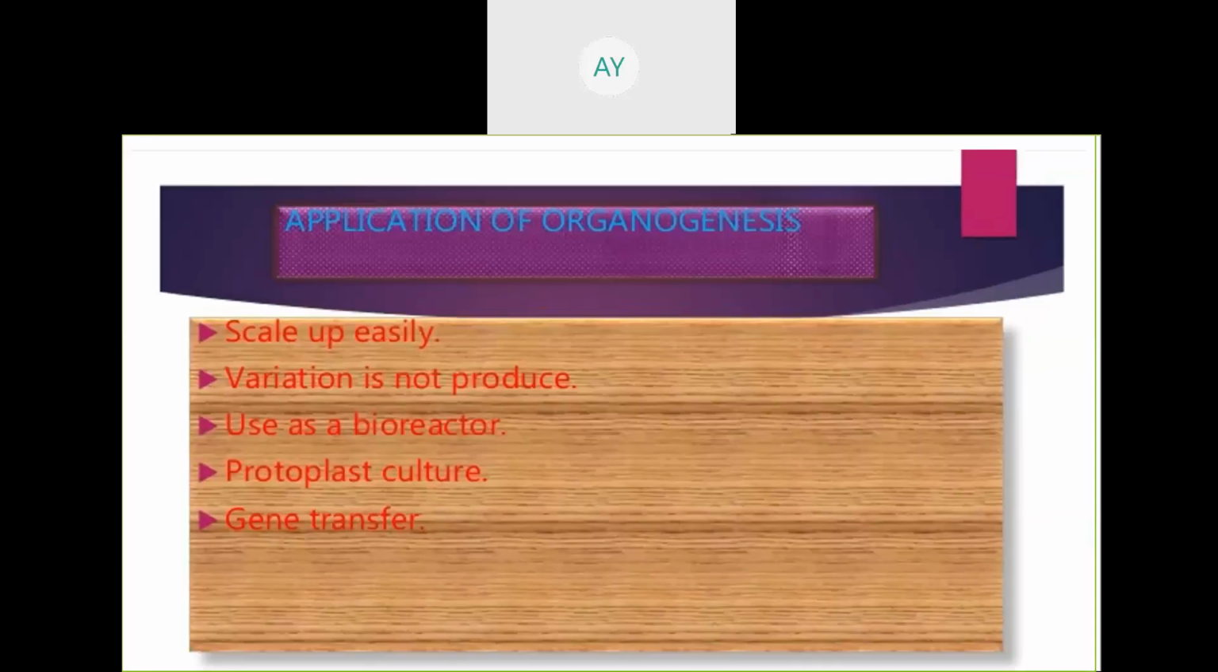What is the application of organogenesis? You can easily produce it, variation is not produced, you cannot produce variation. Use as a bioreactor, meaning you can produce any chemical compound inside the living cell, that is the protoplast culture. Meaning cell without cell wall, you can multiply in the liquid media, suspension culture, and then protoplast culture. We can easily manipulate the gene, we can easily transfer the gene, it is helpful for making the transgenic plant. Okay, so this is the application of organogenesis.